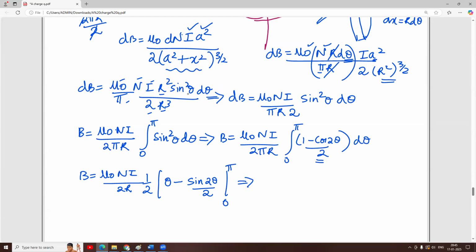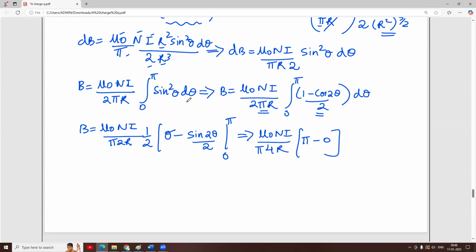Now that implies mu naught N I by 4 pi r into, pi is missing, because there is a pi here, 4 pi r. Now if you put the limits, upper limit is pi, lower limit is 0. So pi, then sine pi and sine 0 both will be 0. So this will be minus 0. So the final answer is B equal to mu naught N I by 4 pi r.